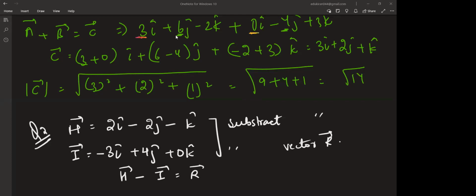And today's class assessment, all of you will attempt. I'm not including any other topic, parallelogram law or any other topic. It would be based just upon this only, i cap, j cap, k cap, these unit vectors only. So if you have really understood how to add them, subtract them, you will be able to solve the assessment.